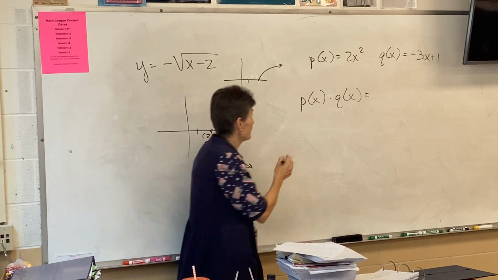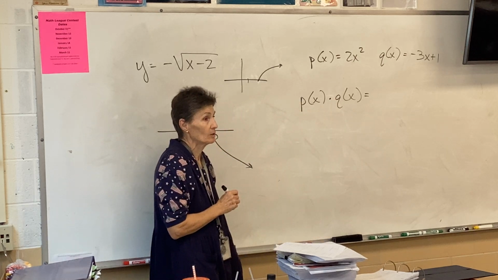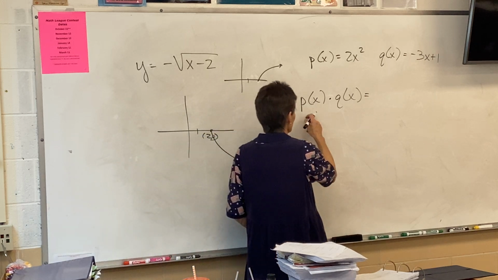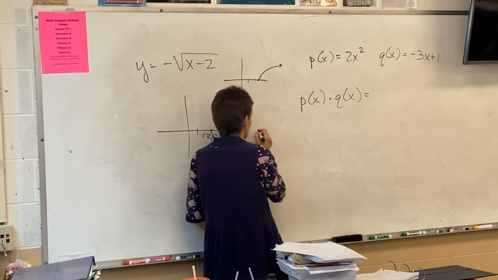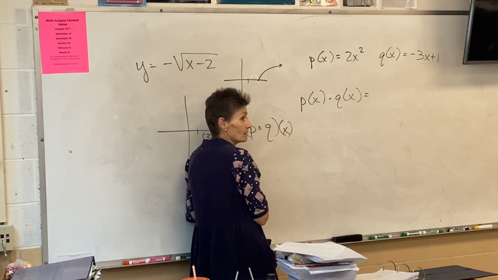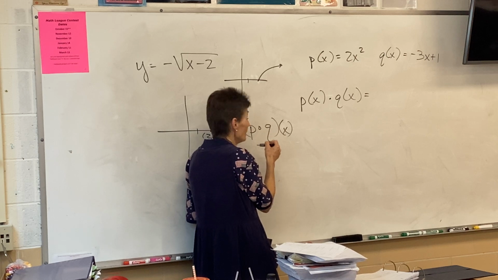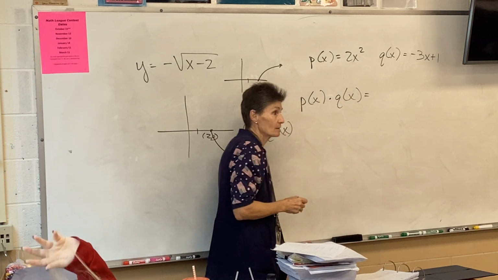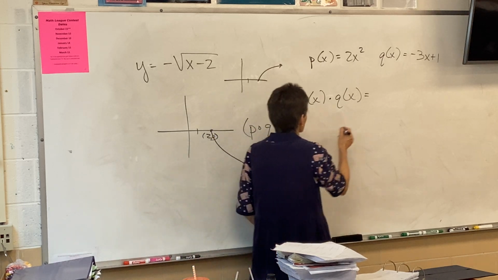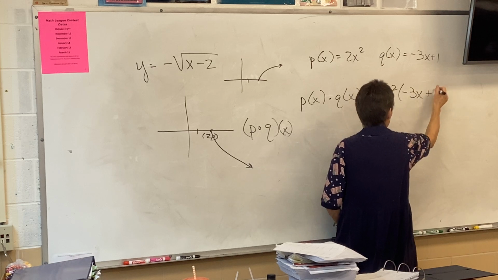Be careful. Yeah, that's a times, guys. That's not an open circle, that's a closed circle. You will never see P of X, open circle, Q of X. You might see this. That means composition, that means put Q into P. But this means straight up multiply. So that's 2x squared times negative 3x plus 1.